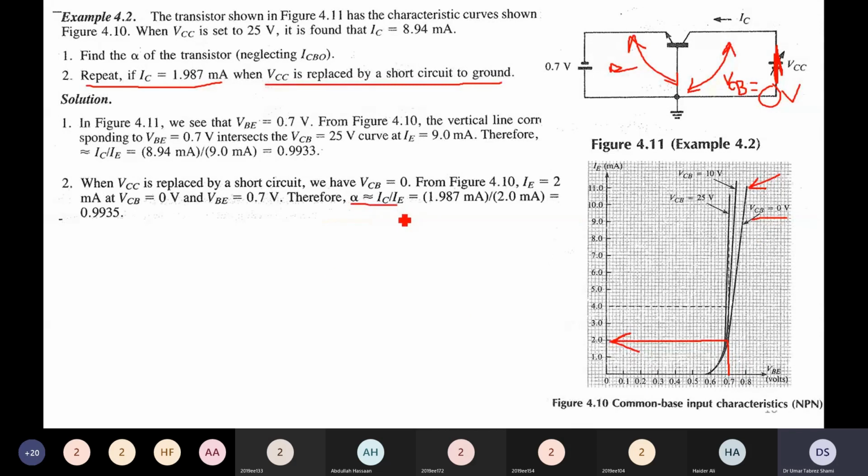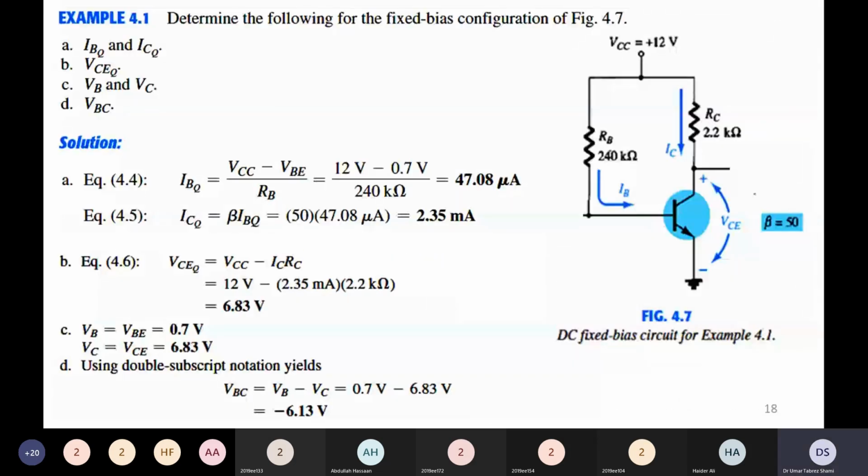Therefore, alpha, which is equal to collector current divided by emitter current, is 1.987 milliamperes divided by 2 milliamperes, which is equal to 0.9935. This was the solution for part number 2. Now let us come to the third example. The third example is for the common emitter configuration.